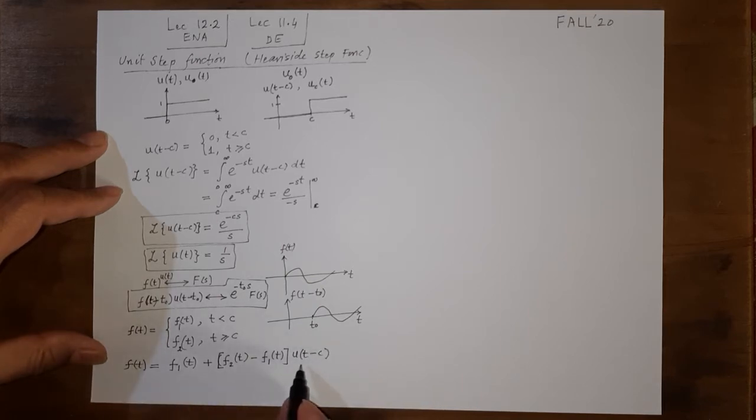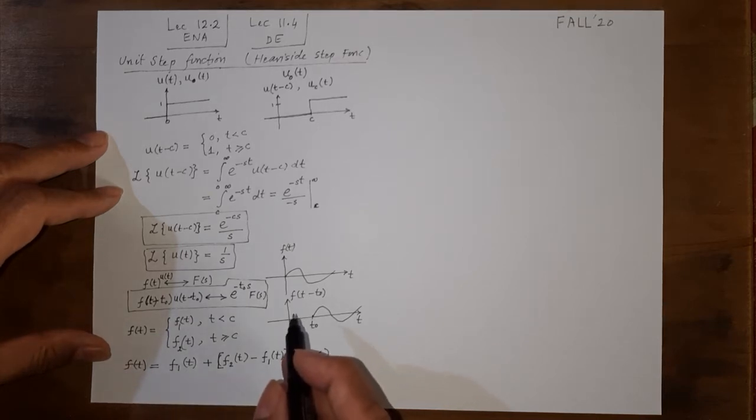Now you can see before t is equal to c, this thing is 0. So this whole thing becomes 0, and f(t) is equal to f1 of t, which is the case here before t is equal to c, t less than c. And after c, this thing is 1. So f1 of t gets cancelled, and we are left with f2 of t. And you can see that this is an elegant description, a single straight expression for describing f of t.